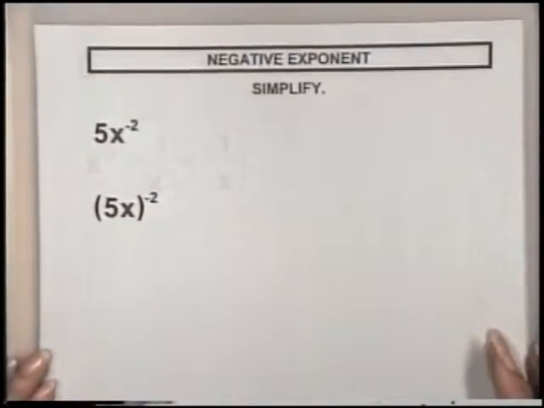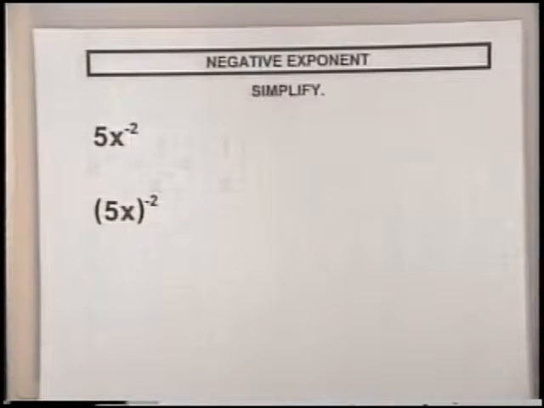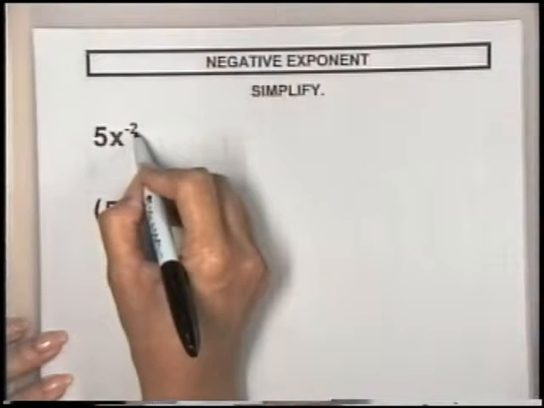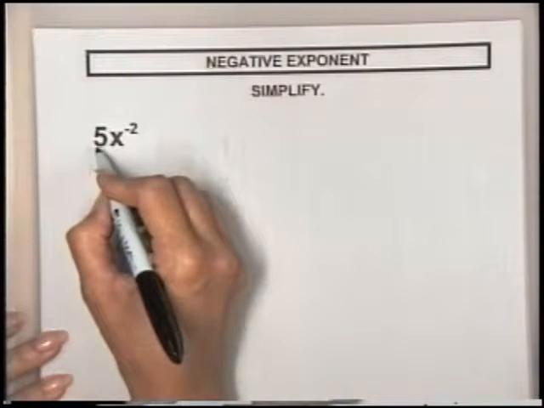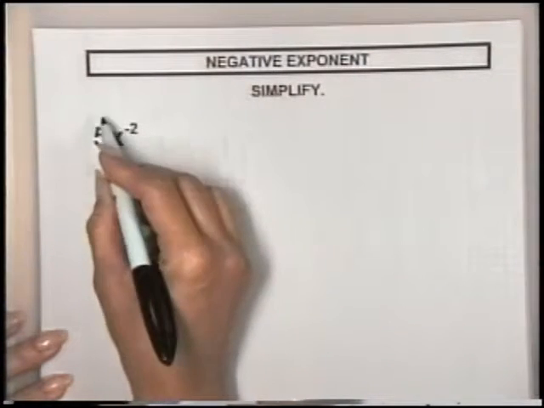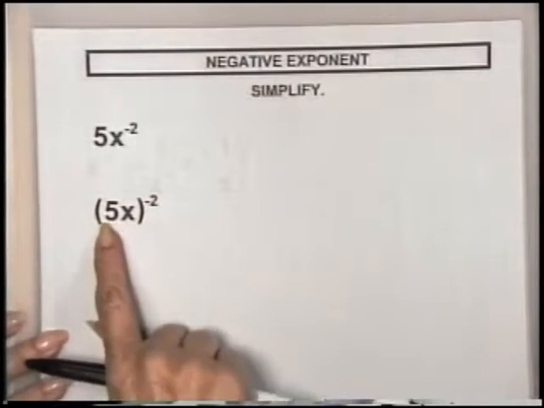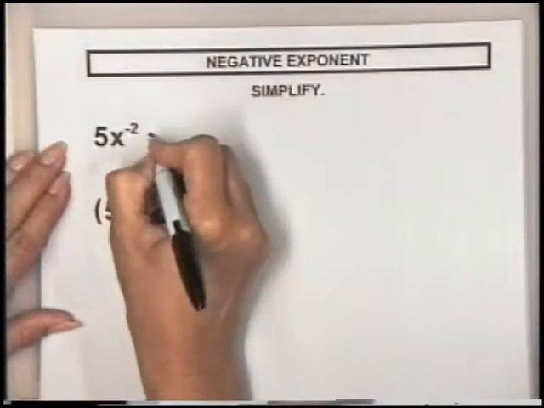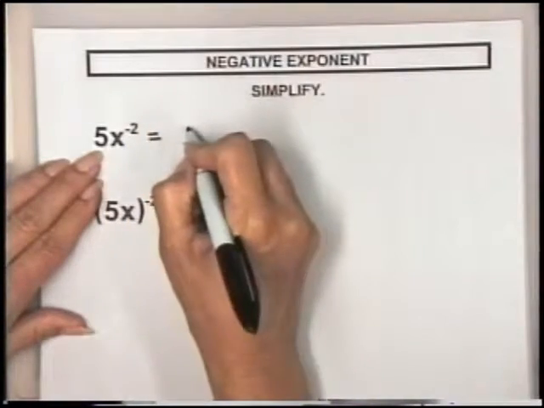Now, let's look at 2 more problems. I work these 2 problems because very often we confuse them. Look at them. They look a lot alike, don't they? Notice in this first problem, the negative 2 is the exponent only of the x, not of the 5. If I mean for the negative 2 to be the exponent for the 5 and the x, I have to write it in parentheses like this second problem.